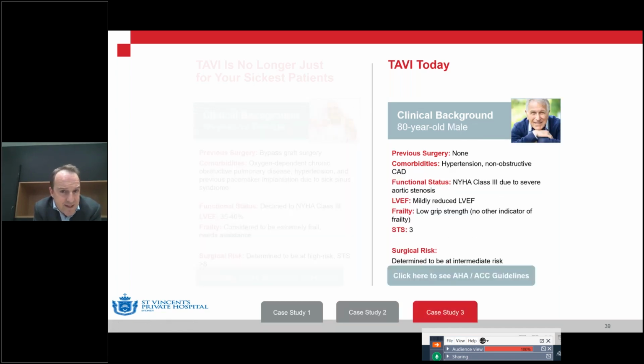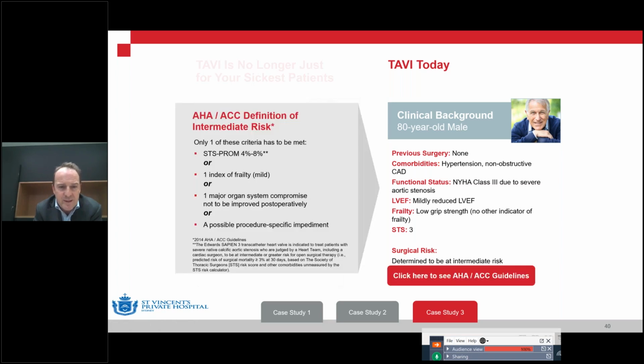Again, a third case, an 80-year-old male. He's never had previous surgery. He's got hypertension and non-obstructive coronary disease. His left ventricular function is mildly reduced, and again, he would be determined by a risk score to be intermediate risk, and therefore he could be offered either surgery or TAVI.